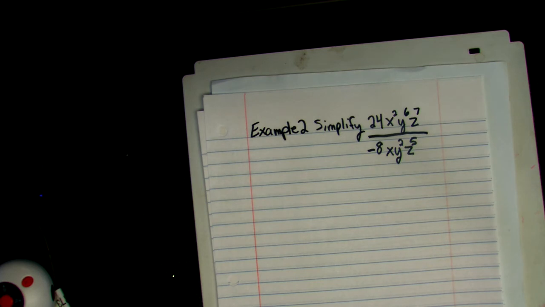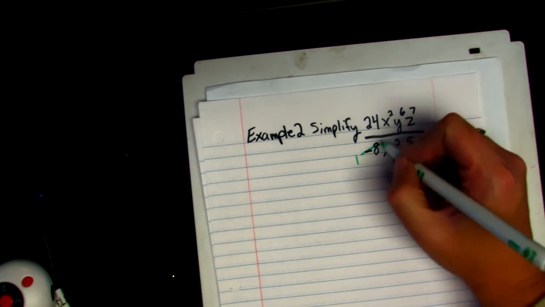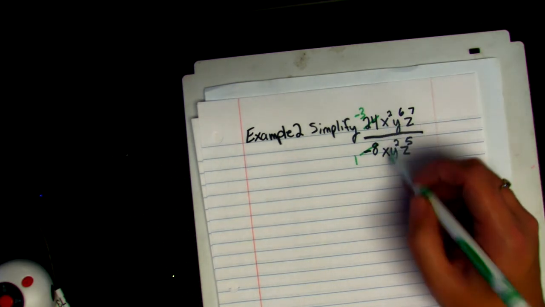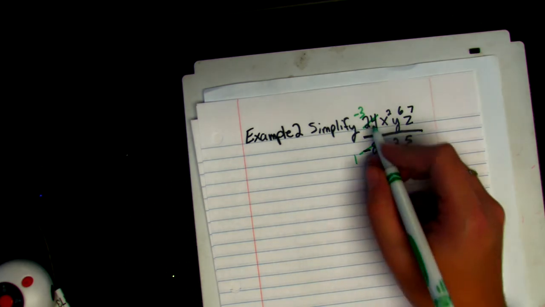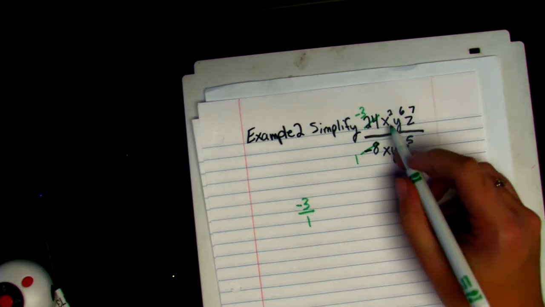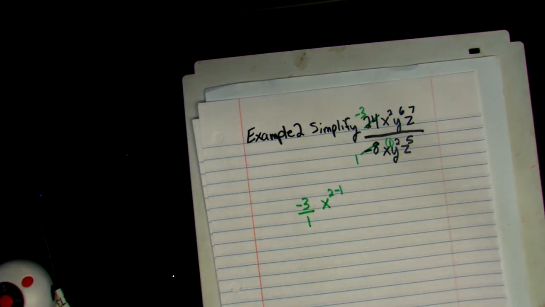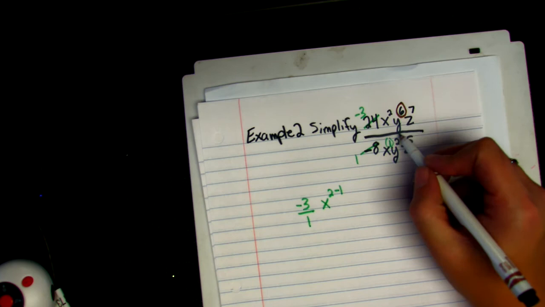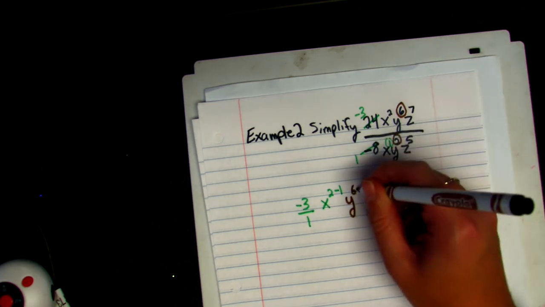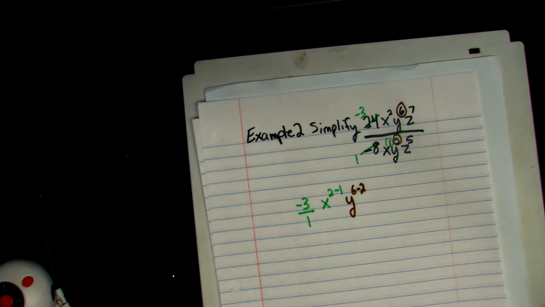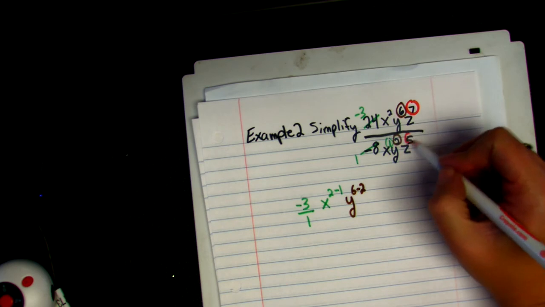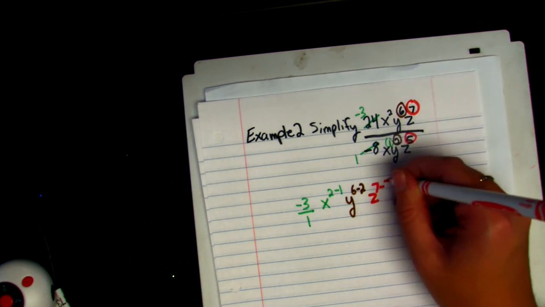To do this, the first thing I can do is simplify the 24 and the negative 8, because negative 8 goes into negative 8 once, and negative 8 goes into 24 negative 3 times. Then I can use my quotient property for the rest. I end up with negative 3 over 1, and then x to the 2nd power, and this has a first power on it, so minus 1. For y, there's a 6 and a 2, so y to the 6 minus 2. For z, I have a 7 and a 5, so z to the 7 minus 5.